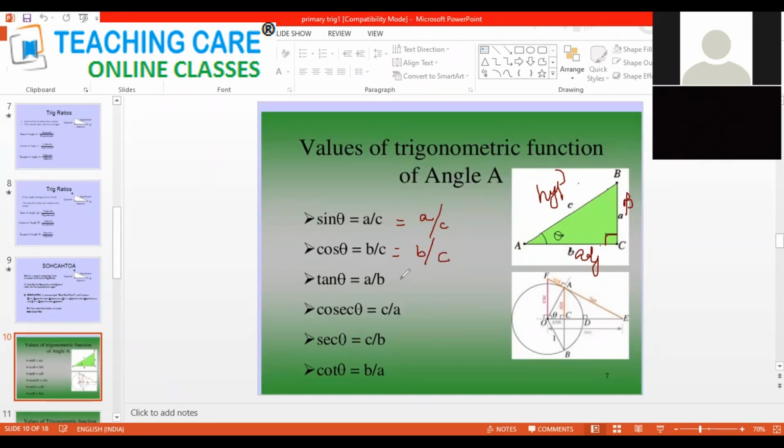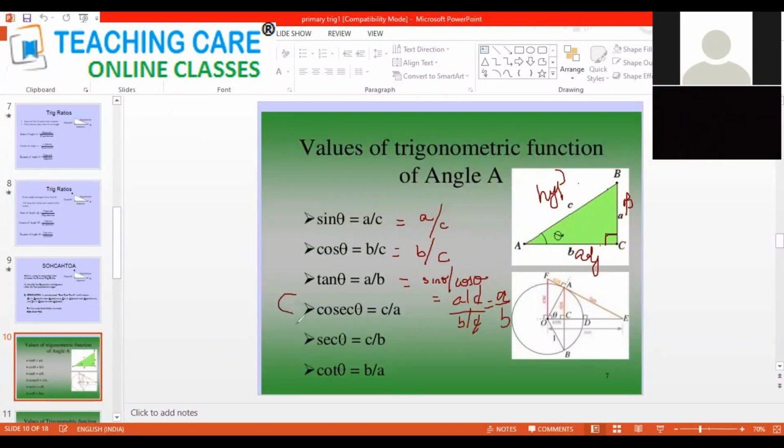Now I told you tangent of theta is nothing but sin theta over cosine of theta. Are you able to understand? Now, sin theta over cosine of theta is A over C divided by B over C. The C in the denominators gets cancelled, and you will get A over B.